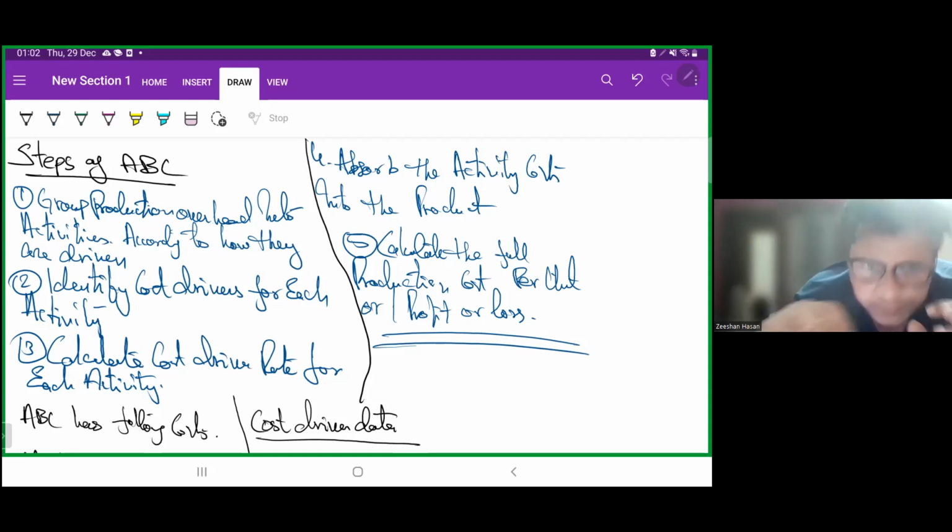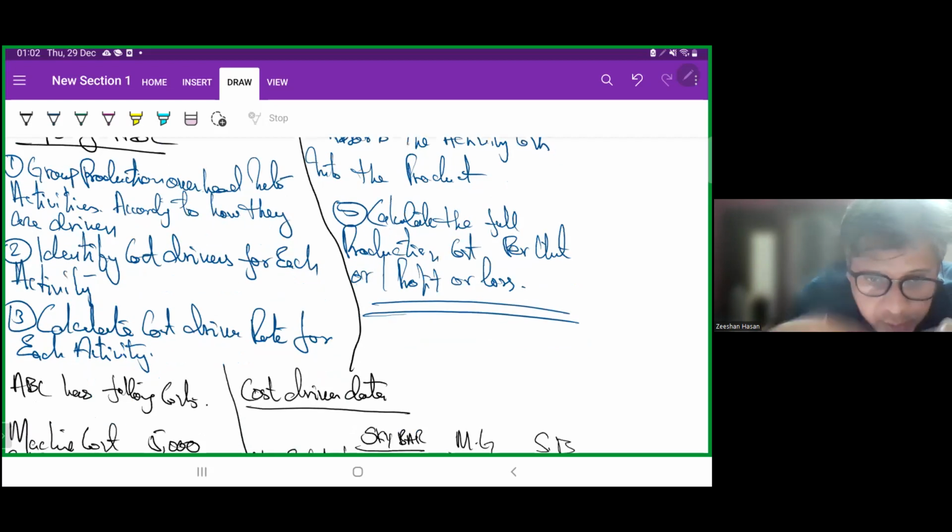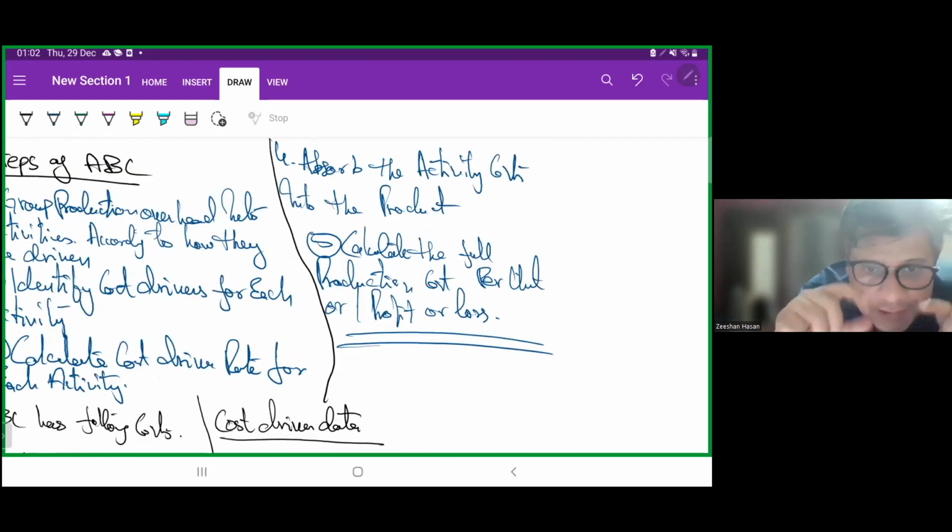Number four, absorb the activity cost into product. The cost should be absorbed back into the individual products. And the last step, calculate the full production cost or profit or loss. Some questions ask for the production cost per unit and for the profit or loss per unit. Other questions ask for the total production cost and or the total profit or loss.